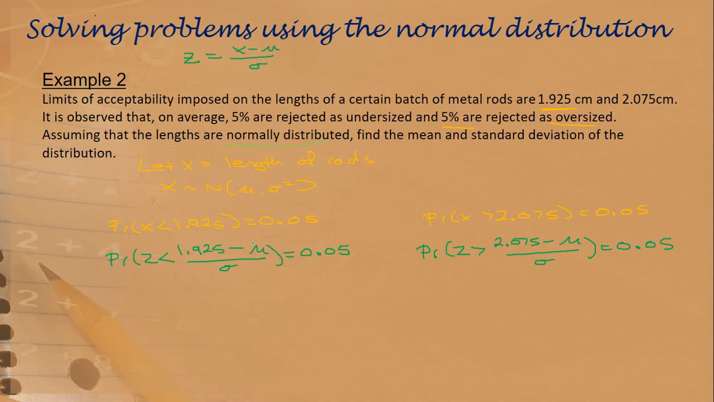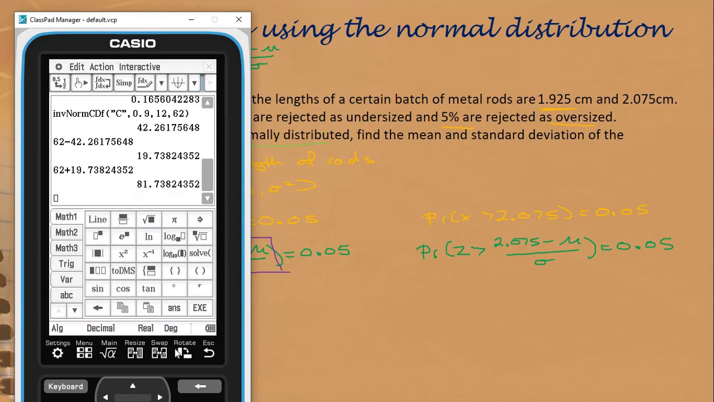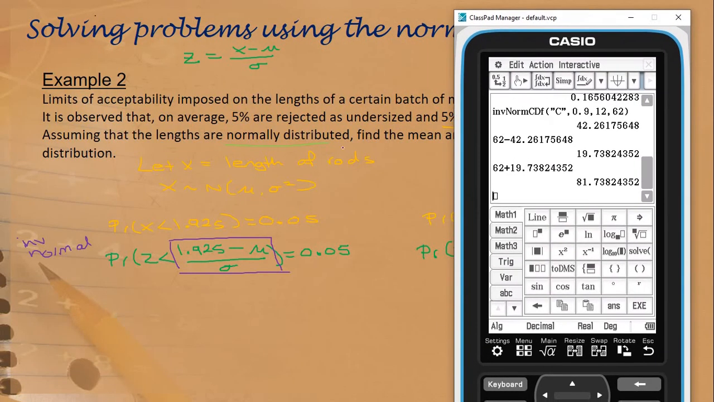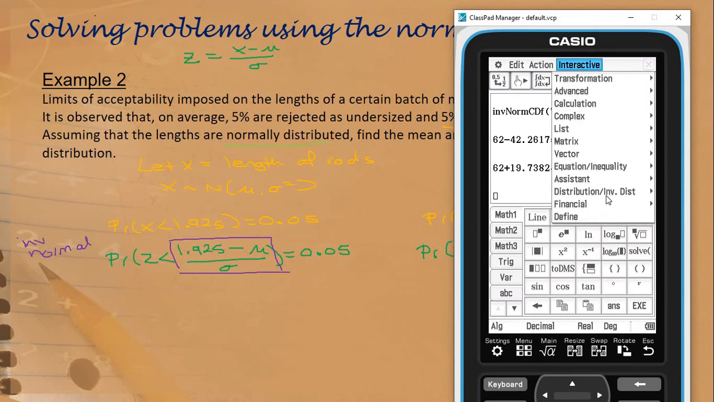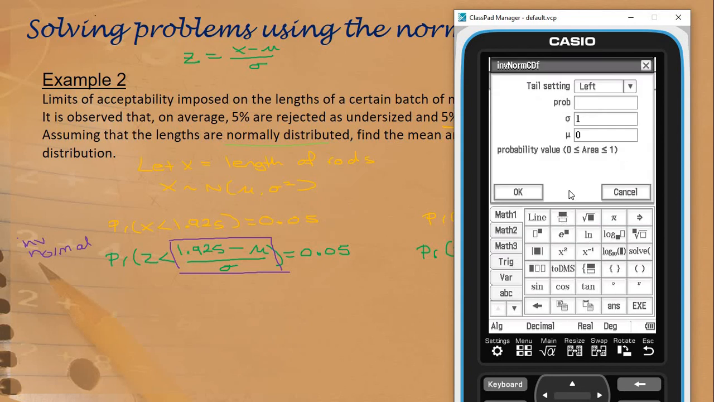Alright, now I'm close to getting simultaneous equations. I've got two unknowns and two equations, but I can't solve these at the moment. Luckily, I can use inverse normal to calculate the value of this. So we're now going to use inverse normal. We get up our CAS, and if we're thinking of this first one, Z, so interactive inverse normal, tail setting. We're going Z less than. Less than means I'm going towards negative infinity. I'm going to the left, so the tail setting is left.